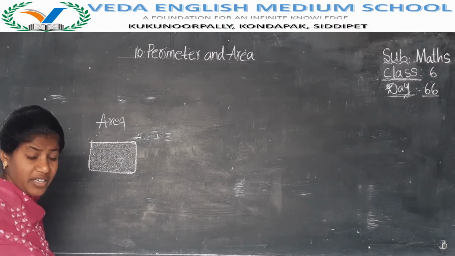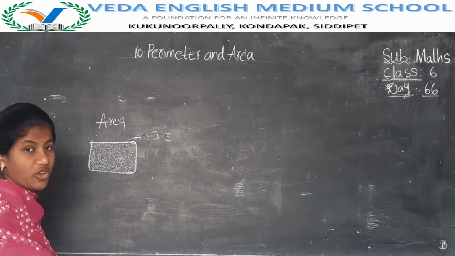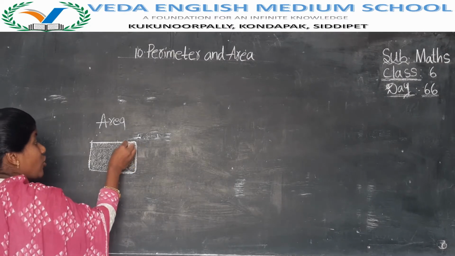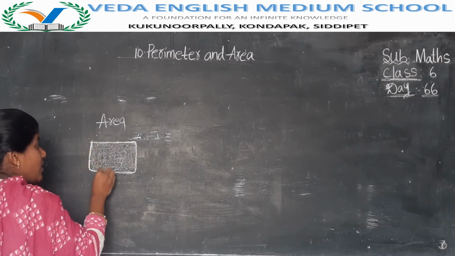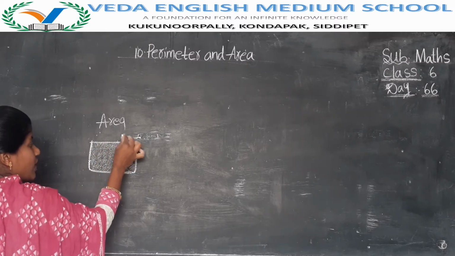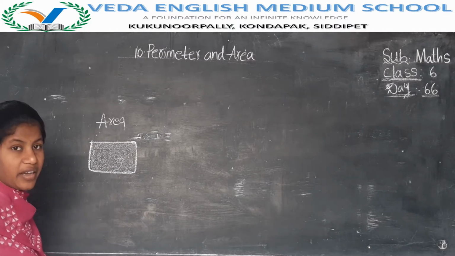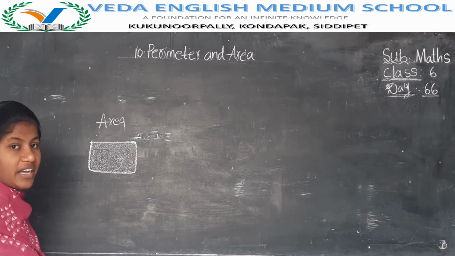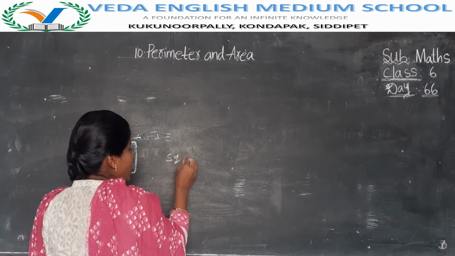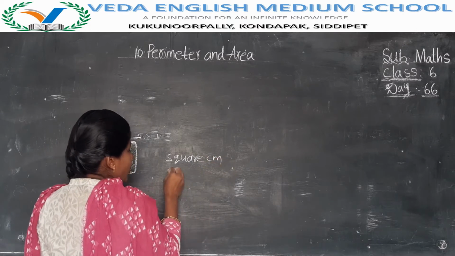The amount of surface enclosed by a closed figure is called its area. Surface means the space inside. How much place is inside a closed figure, finding that out is called area. We have to find the area. We have to measure the area in square centimeters or square meters.